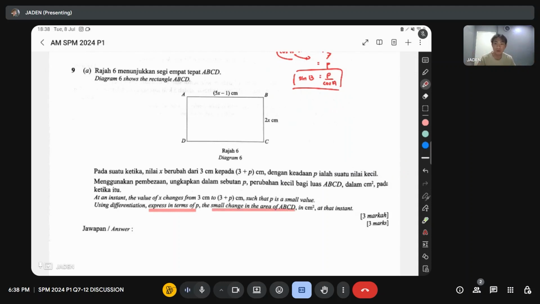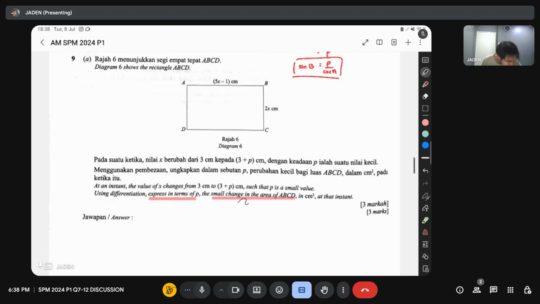What is the small change in the area of ABCD? This is exactly what they want. Small change in area. Now this is delta, not S. Delta is basically linked to the words small change. In Malay, perubahan kecil. The reason why I write A is because of the area. In Malay, you can write luas with a capital L. It's fine, you can write delta L. Okay, let me continue from here.